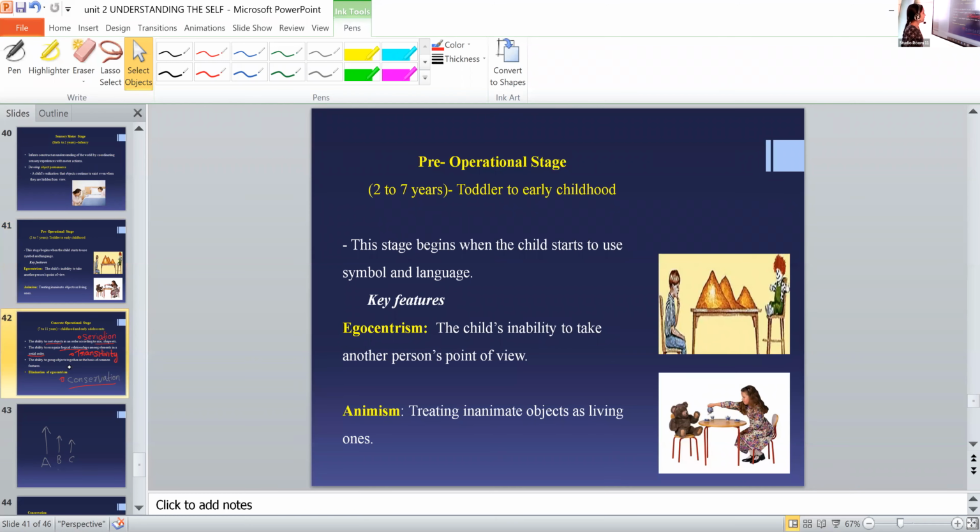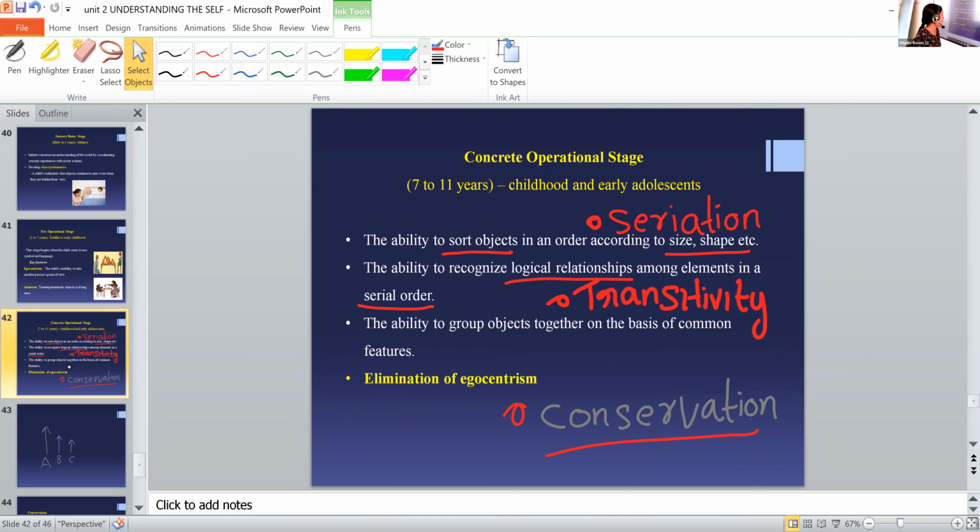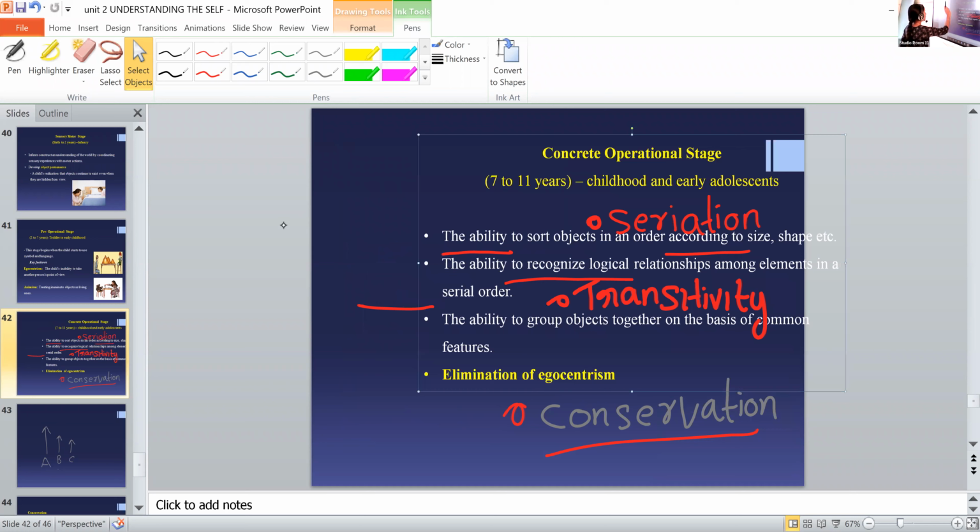Then in the case of concrete operational stage, egocentrism is eliminated. In this stage, there is no egocentrism. Egocentrism means they can't identify others' viewpoints. But when the child reaches 7 to 11 years of age, they eliminate egocentrism. Is it clear, Raina? Okay, then I will repeat. In concrete operational stage, we have conservation. Just note down the key points: conservation, seriation, transitivity, elimination of egocentrism.